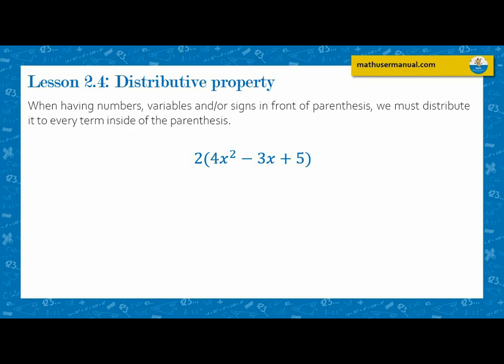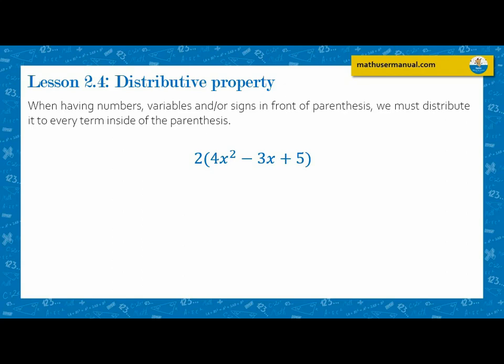Sometimes parentheses might look scary. Sometimes they might be a problem, especially when solving for x, which is what we're going to learn in Unit 3 and forward. So in Lesson 2.4, we're going to learn one of the techniques to deal with parentheses, to eliminate the parentheses, and it's called the distributive property.